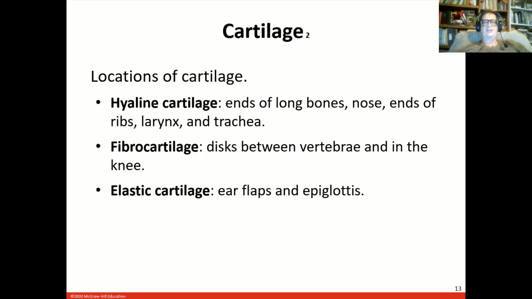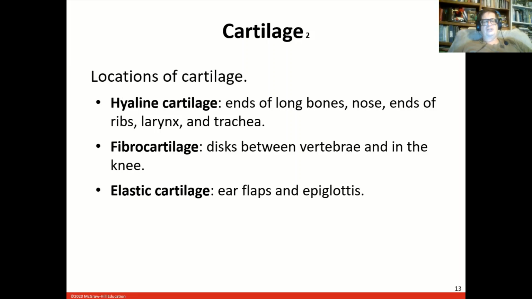Locations of cartilage. Hyaline cartilage: the end of your long bones, your nose, the end of the ribs, the larynx, and the trachea. I forgot to mention that. Fibrocartilage: between the vertebral discs and in the knee. That's because your knees have serious impact resistance. It's still possible to destroy them, think jogging. But fibrocartilage is where you have to resist vertical forces smashing bones together.